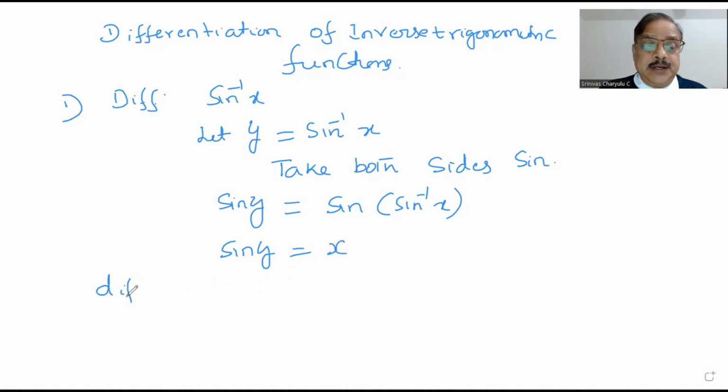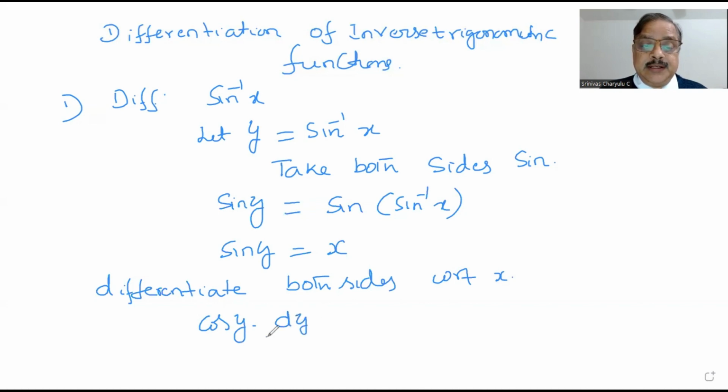Now let us differentiate. After converting this into simple form, differentiate both sides with respect to x. Sine y will become cos y, and y differentiation is dy by dx. X differentiation with respect to x, that is dx by dx, which is nothing but 1. So therefore, dy by dx is equal to 1 by cos y.